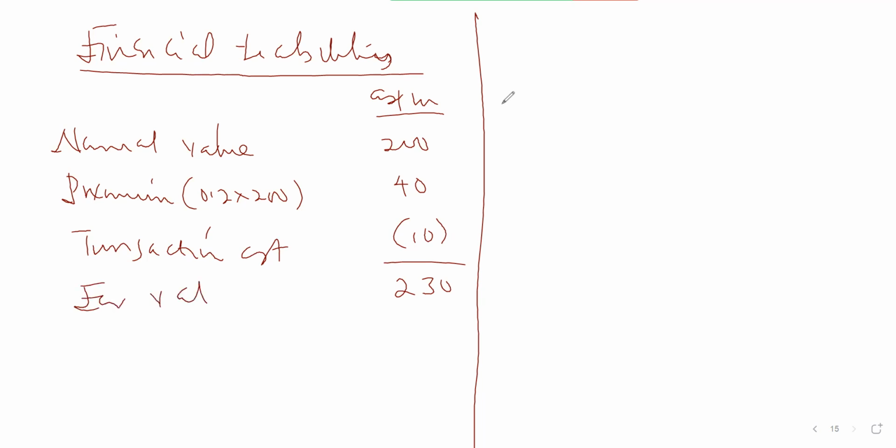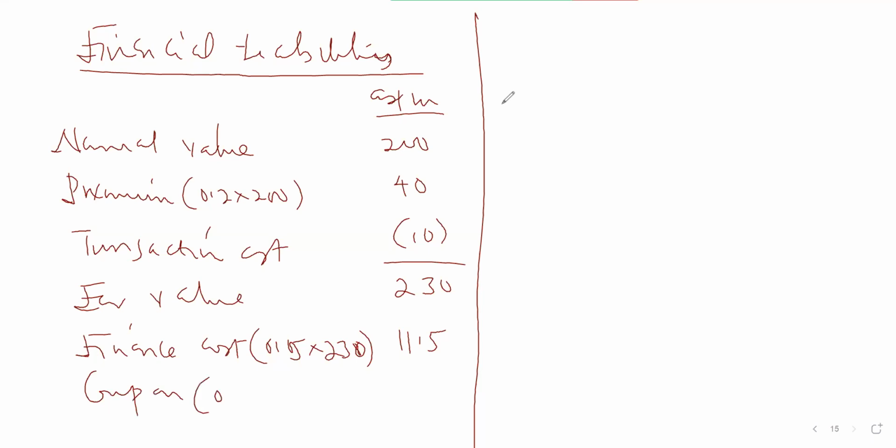So on this fair value, we can calculate our finance cost. The effective interest rate is 5% times the 230. How much are we getting? 11.5. And our coupon will be how much? 20 million. So that will be 0.1 times the nominal value. That will give us what?